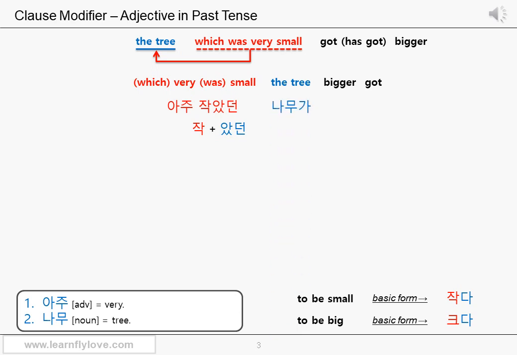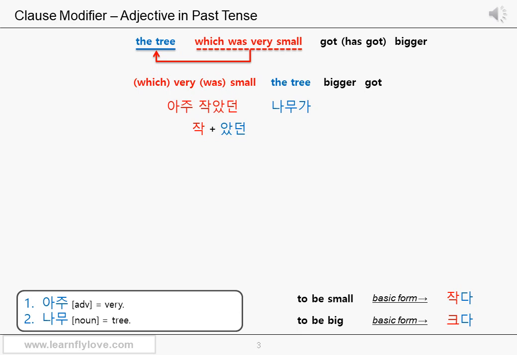The tree. Tree is 나무. 나무 in Korean. Let's add a subject particle 가. 나무가. 아주 작았던 나무가. The tree, which was very small in the past. It's too easy, right? So we put something new on this page. Let's learn how to say got bigger.